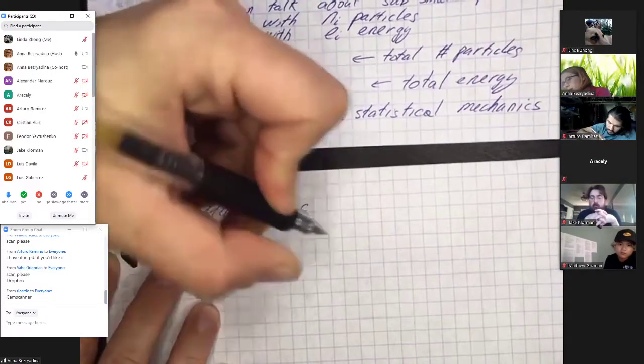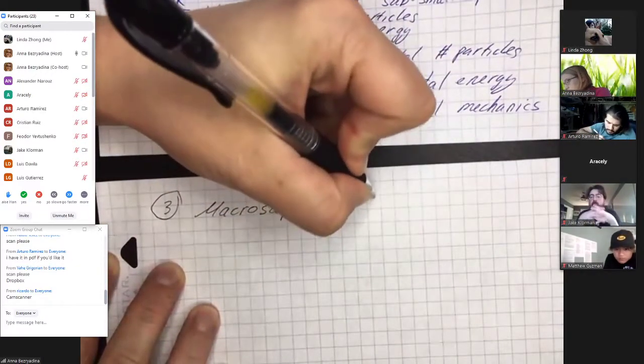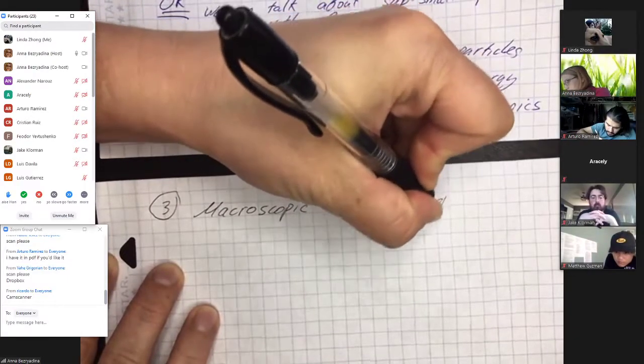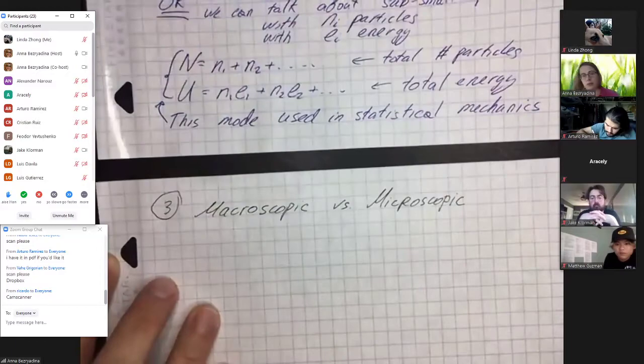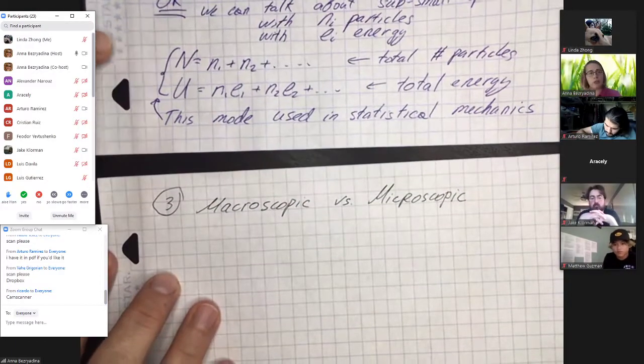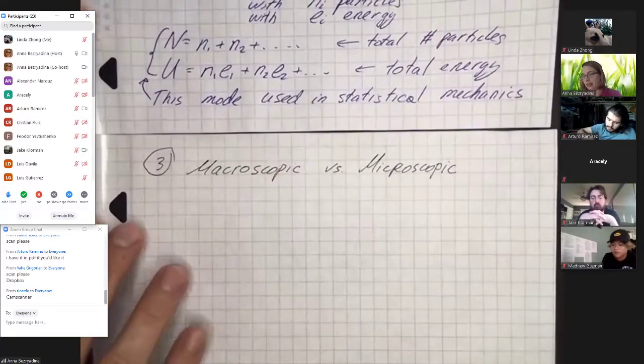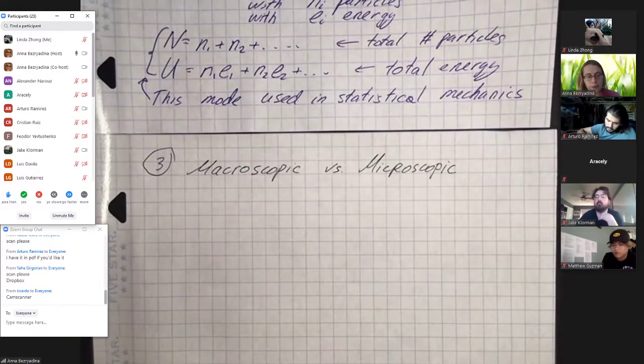Microscopic versus macroscopic. Okay. Guys, could I move this away? Okay, maybe I'll shift it like that in case somebody still needs it.